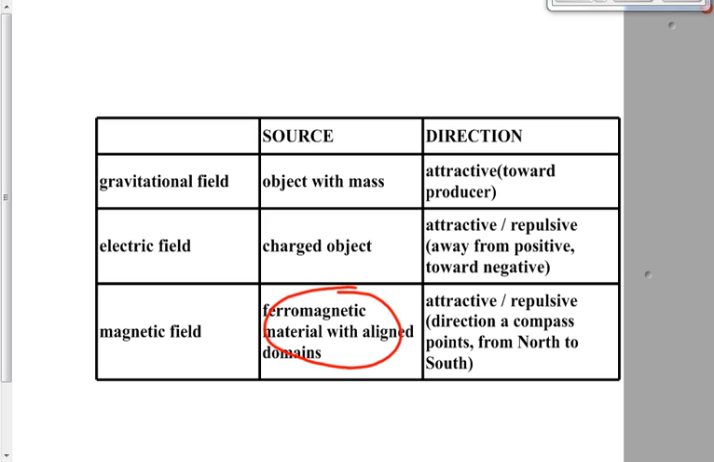And the magnetic field is attractive or repulsive again. It's away from the north and toward the south. It's the way that a compass needle points when placed in the field. The north end of a compass needle, by the way, is the red tip of the compass.